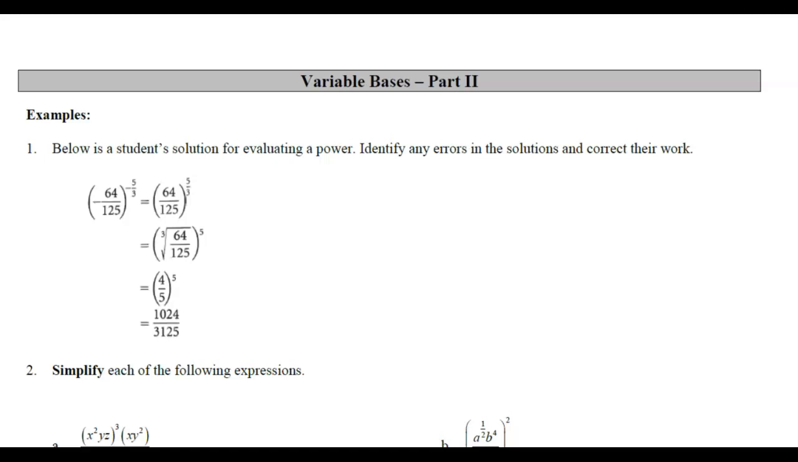Okay, so we're doing the last lesson, but really it's nothing new. First one here, it says, just examples combining all of the power laws or exponent laws that we've learned. So it says below is a student's solution for evaluating a power. Identify any errors in the solution and correct their work. So there might be more than one error. This is a little bit similar to one of the questions on the quiz yesterday.